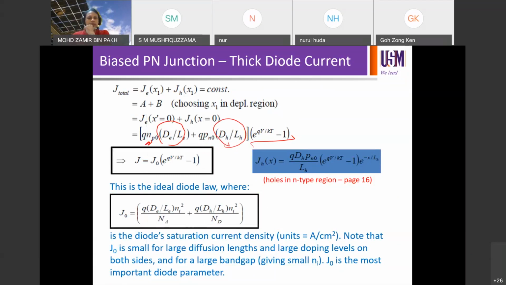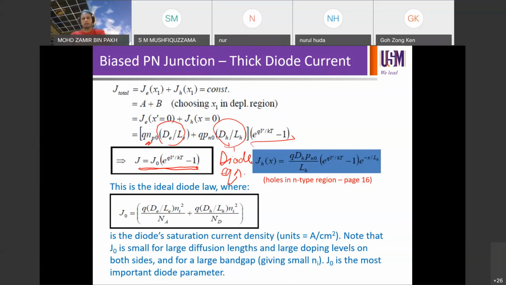So these can then be simplified to the below equation. J equals J naught exponential of QV over KT minus 1, right? And this is called the diode equation. So we mentioned briefly about the diode equation yesterday, where you've learned a little bit in electronics, and this is about the inside of that, right?